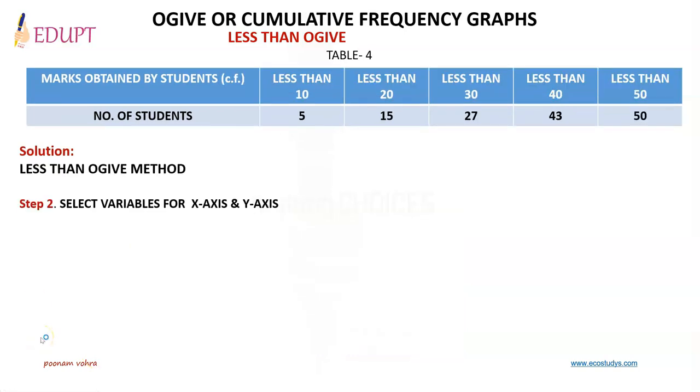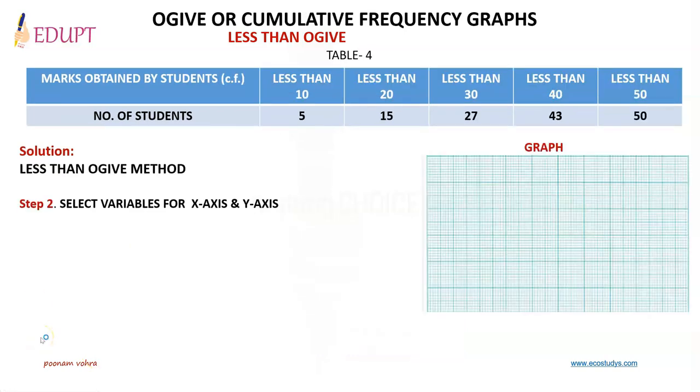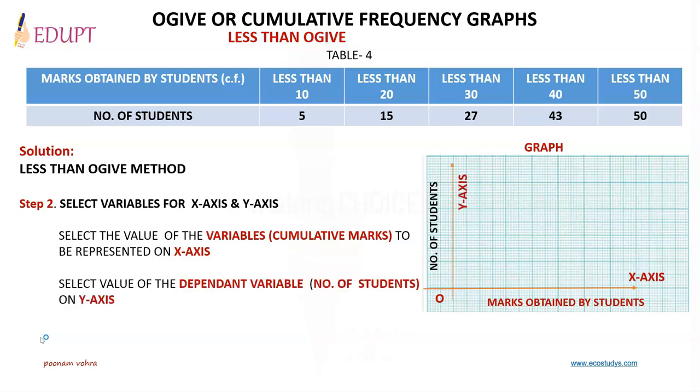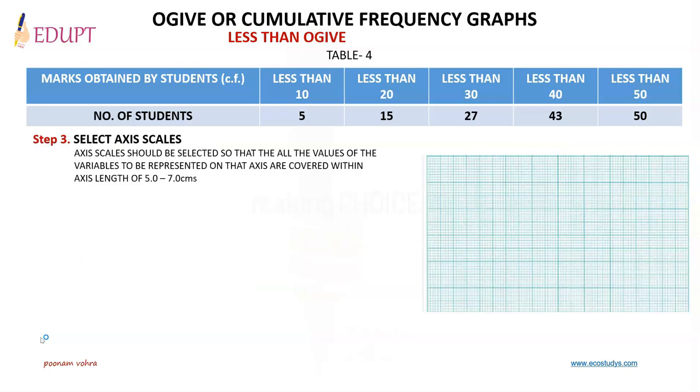Next step is to select the variables for x and y axis. It is known to everyone that x-axis represents the independent variable, and here it is marks obtained by students, and y-axis represents the dependent variable, which is number of students in this case. Then you need to select axis scales.